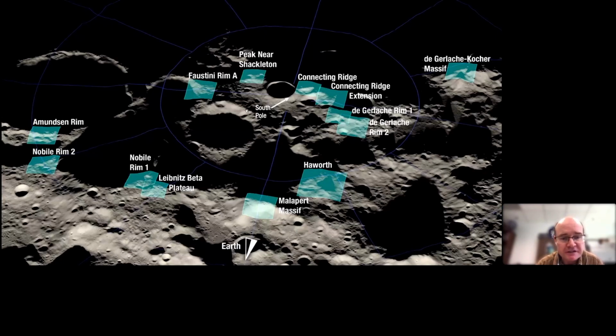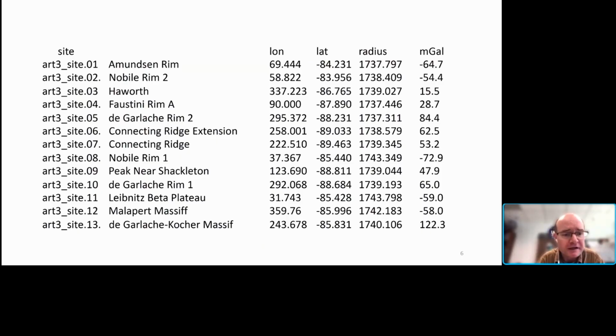So yeah, we can skip this as well, because these are the 13 locations which are, I'm pretty sure, familiar. Here they are listed with their coordinates in longitude, latitude, and the thing I want to point out here is the radius column, where you can see that a lot of them are fairly close to that 1738 kilometers. A few are above the 1742 that we chose to evaluate the gravity from. And again, this is to try and minimize the effect of noise on the signals that we're interested in.